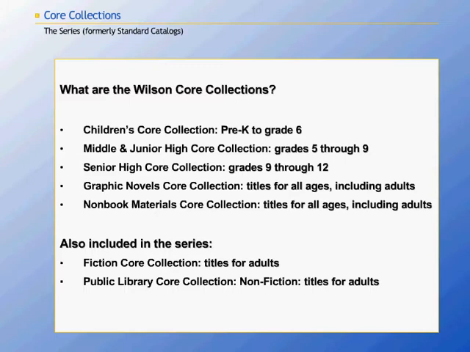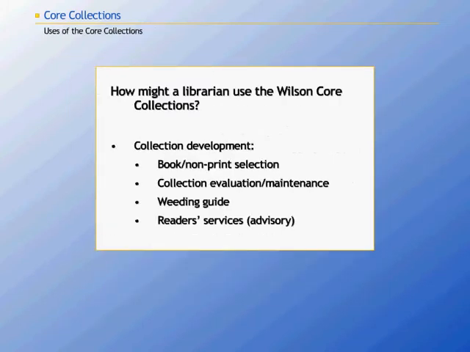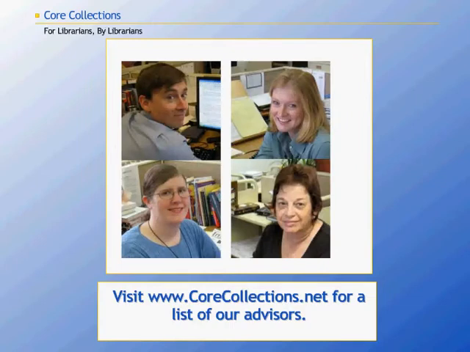Also included in the series are the fiction and non-fiction modules of the Public Library Core Collection. The 2 Public Library Core Collections recommend materials for adult users in public libraries. The Core Collections are collection development tools and may be used for book and non-print selection, collection evaluation and maintenance, as weeding guides, and as readers' advisory tools.